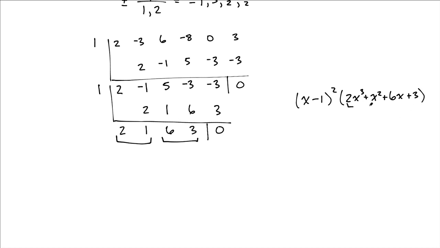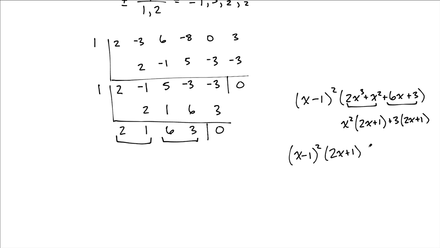Okay, and we're going to group here. For the first one, we can factor an x squared out, and we're left with 2x plus 1. For the second one, we can factor a 3 out, and we're left with 2x plus 1. So, for our factored form, we still have our x minus 1 squared. Then we have 2x plus 1, and we're left with x squared plus 3.